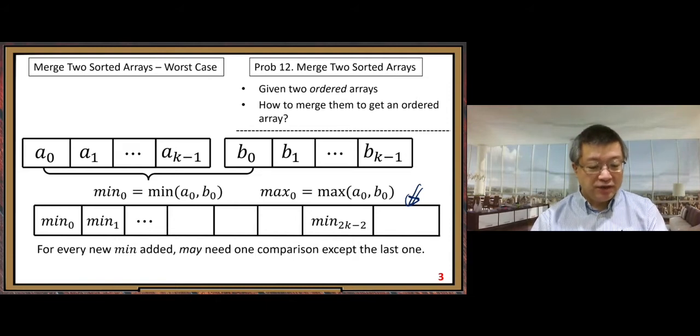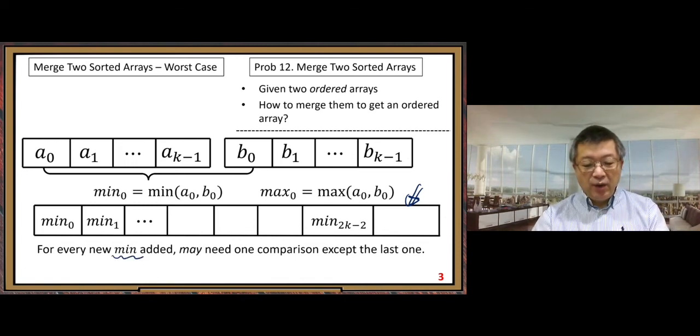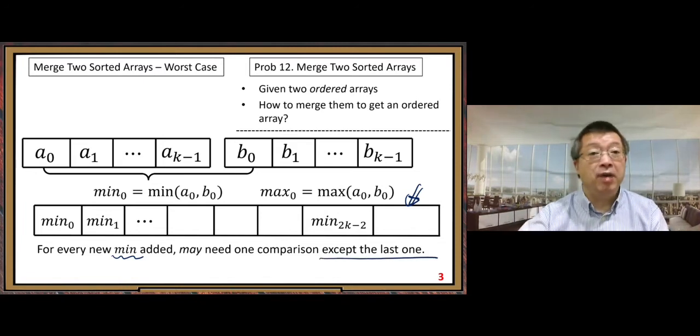So here you can see, for every new min added, we may need one comparison except the last one. The last one, we don't need any comparison. We just put it in place.